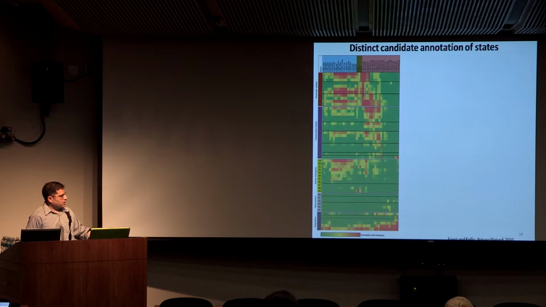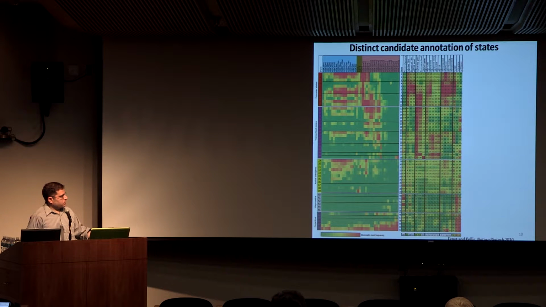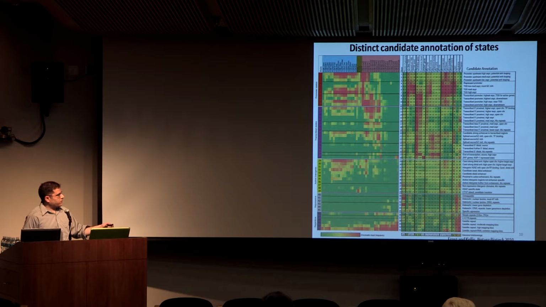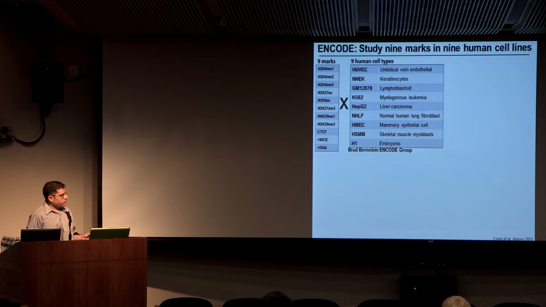And with this work, I went through each of these states and overlapped it with a variety of other biological annotations, such as conserved elements and transcription factor binding, and gave different candidate annotations to the states: different classes of promoter, transcribed, enhancer elements, repressive, and repetitive elements. This was all in one cell type.